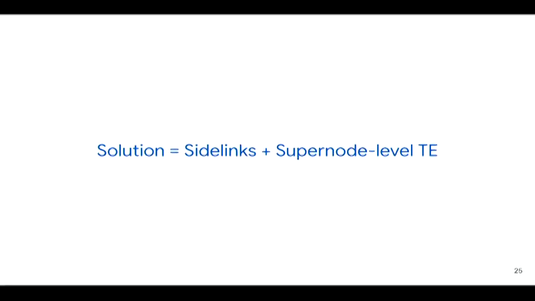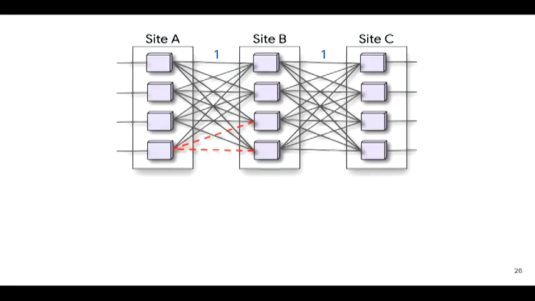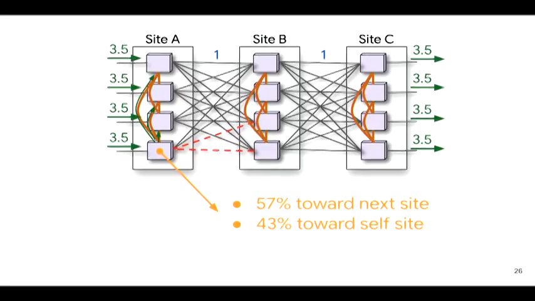To solve this, our solution combines site links and supernode-level TE. Coming back to this example, we can form the site links that interconnect the supernodes within the same site. Those site links are relatively inexpensive compared with the long-haul WAN links because they are local and short distance. In this case, if we apply the supernode-level TE to load balance the traffic across supernodes within the site, in this case site A, then we can recover most of the capacity loss.